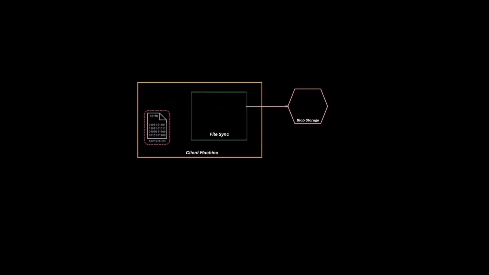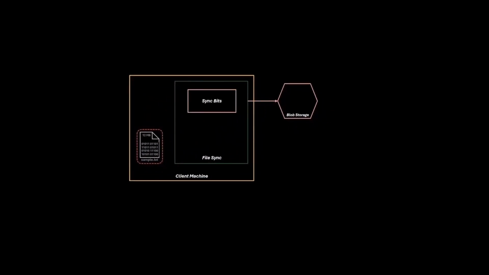So the client machine talks to the blob storage and saves a copy of the file created inside the folder. In fact, this is the file sync service which talks to the blob storage. Let's go deeper in the file sync service and understand what's inside it. So the file sync service contains two services, the sync bit service and the meta service. In fact, it is not the file sync service which is saving data to the blob storage. It is the sync bits service which is saving blob data to the blob storage.